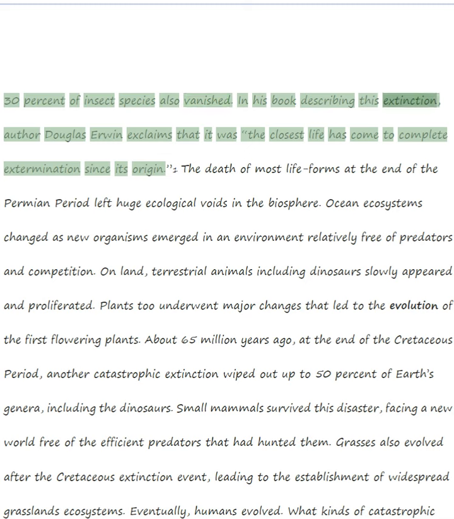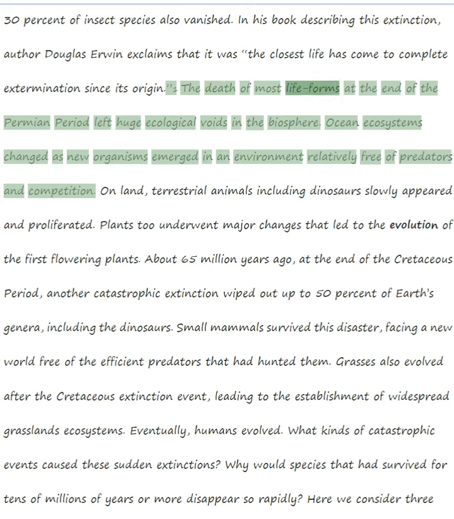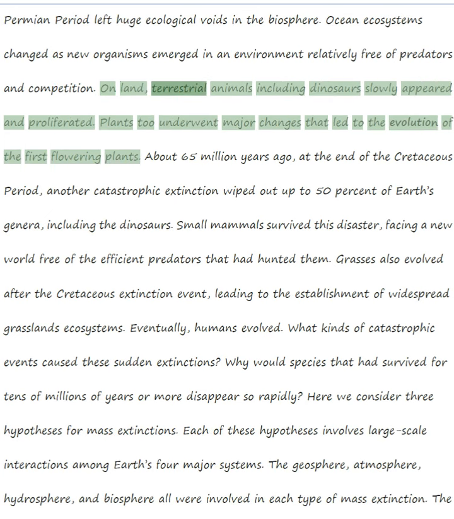In his book describing this extinction, author Douglas Irwin exclaims that it was, "the closest life has come to complete extermination since its origin." The death of most life forms at the end of the Permian period left huge ecological voids in the biosphere. Ocean ecosystems changed as new organisms emerged in an environment relatively free of predators and competition. On land, terrestrial animals including dinosaurs slowly appeared and proliferated. Plants too underwent major changes that led to the evolution of the first flowering plants.